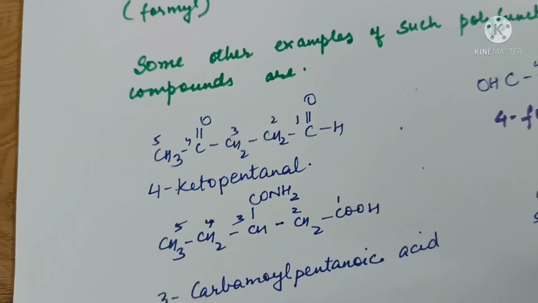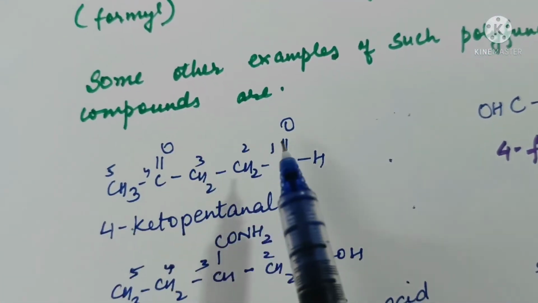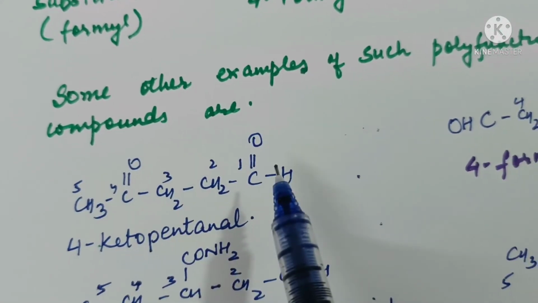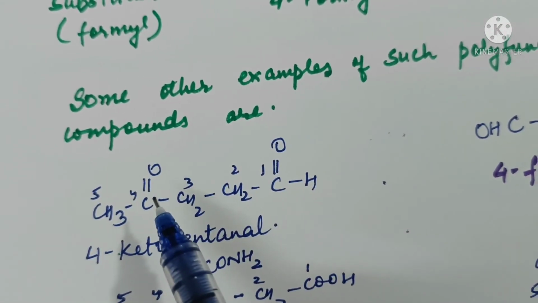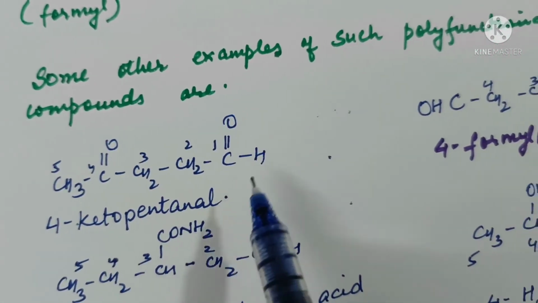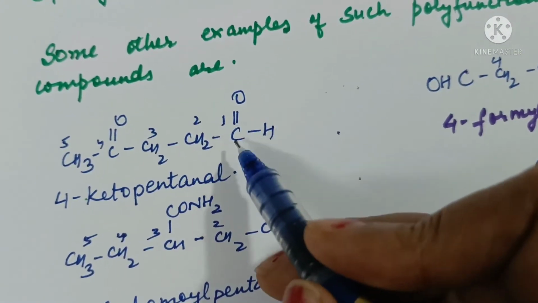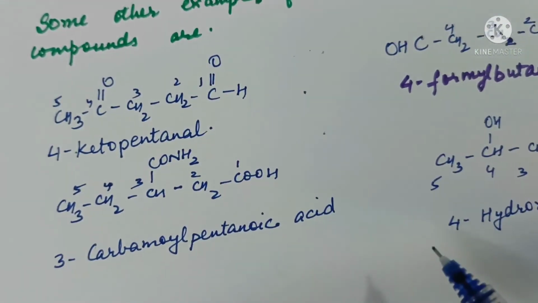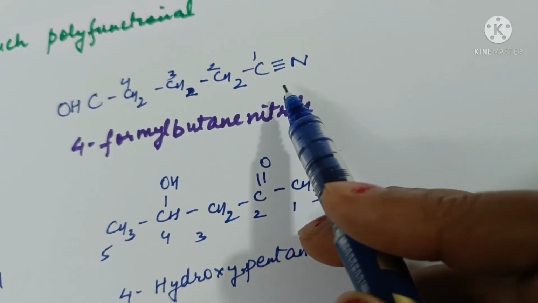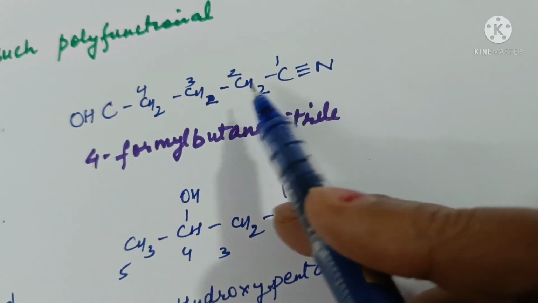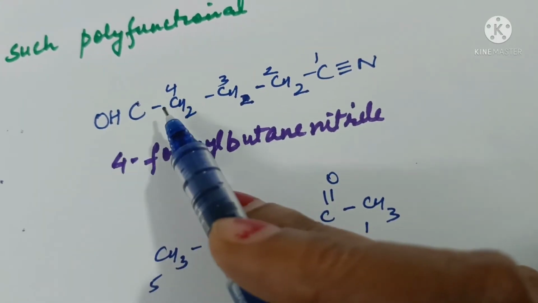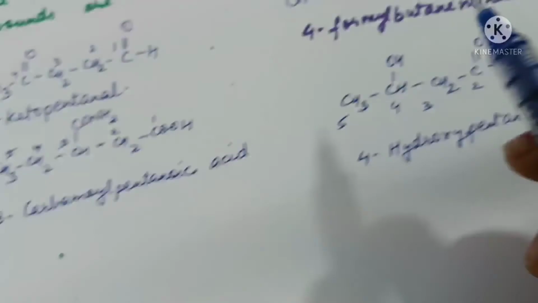Let's take a few more examples. This compound has aldehydic functional group and ketonic. Aldehyde has more preference, so we will call it 4-oxo or 4-keto-pentanal. Numbering will be from that end which is closest to the principal functional group. This will be called, because this has greater preference, 4-aldo or 4-formyl butane nitrile.